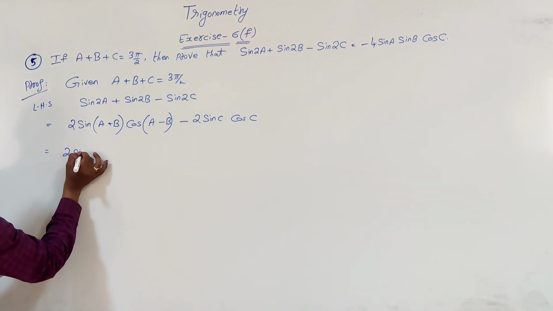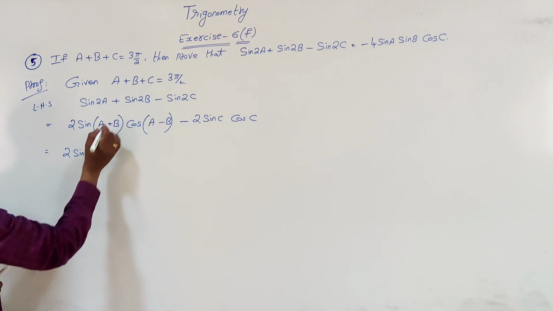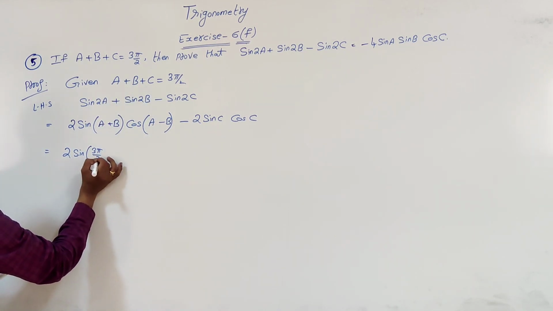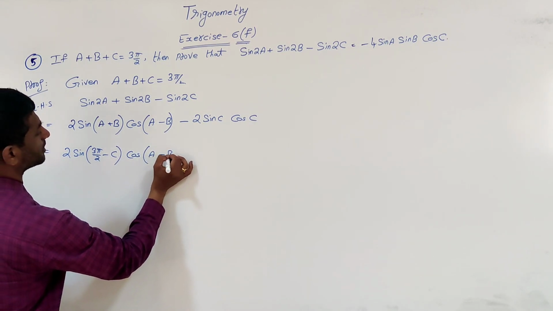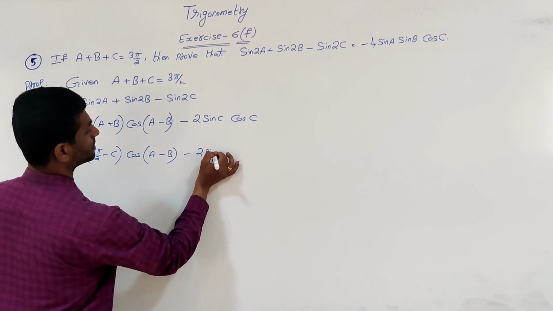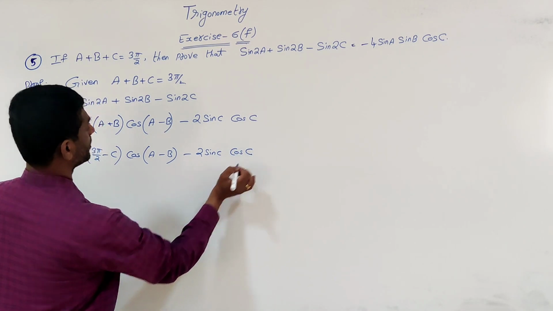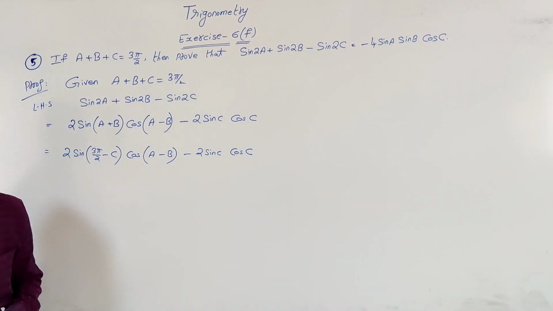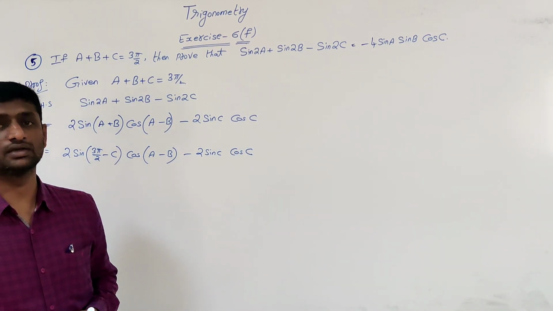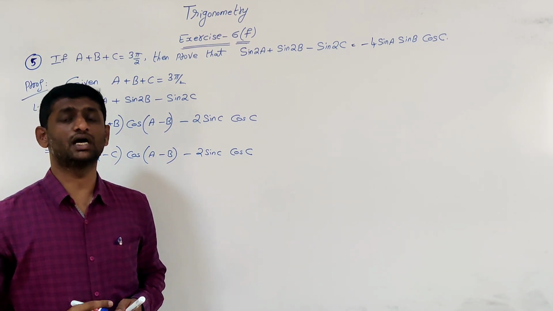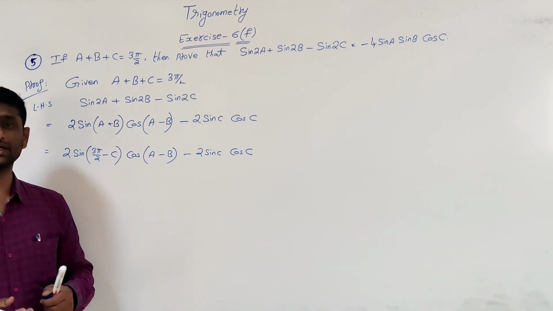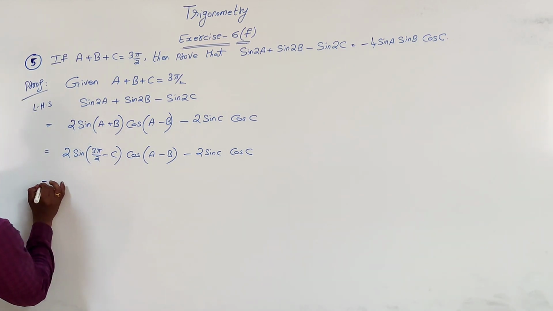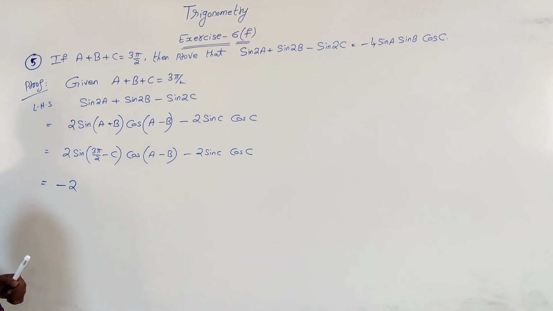So 2 sin(A+B), from the condition we can write cos(3π/2 − C) cos(A − B) − 2 sin C cos C. Now 3π/2 − C lies in the third quadrant, since 270° − θ lies in the third quadrant. In the third quadrant, sine has a negative sign, so it will be minus 2.